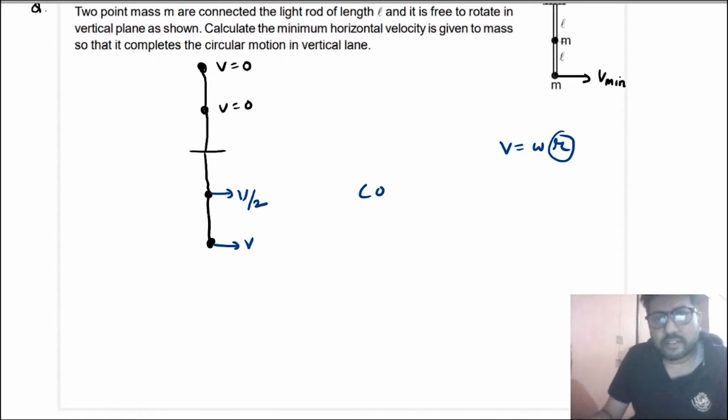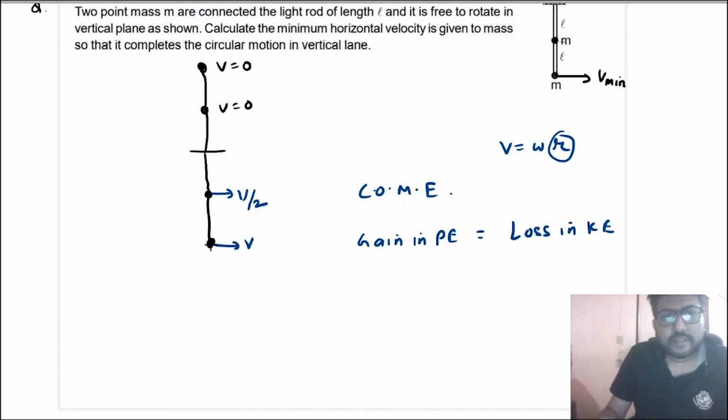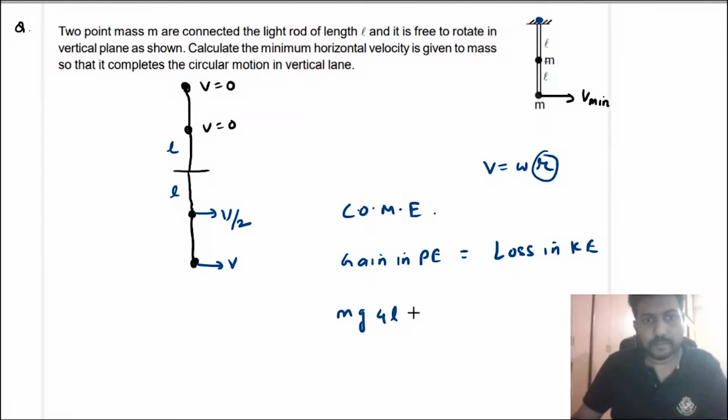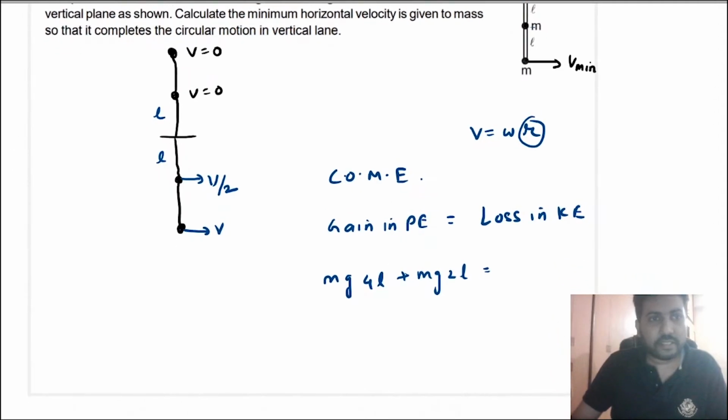So if you apply conservation of mechanical energy, the gain in potential energy is equal to the loss in kinetic energy. You will write the gain in potential energy as: this ball will gain mg, because this total length is 2L, and this ball will gain L and L, 2L. So the gain in potential energy of this ball will be mg 2L, and this will be equal to the loss in kinetic energy. So what will be the loss in kinetic energy? Half mv square plus half m (v by 2) square minus 0.